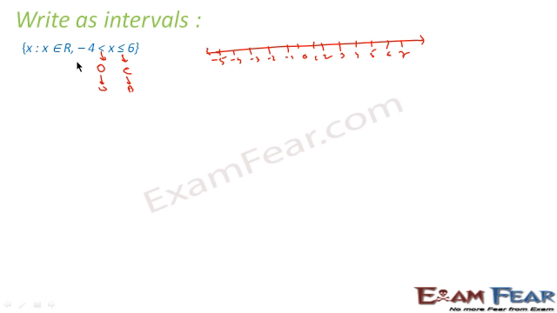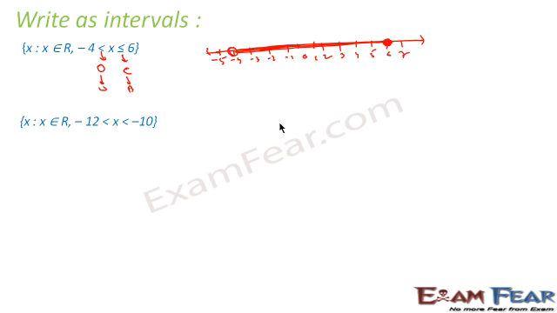Now when I say -4 is an open interval, it is open. And when I say 6 is a closed interval, I'll darken this. Correct? So whatever you get between this and this is the answer. So this is the representation of x greater than -4 and less than 6 in open and closed interval format. Let's take one more example.